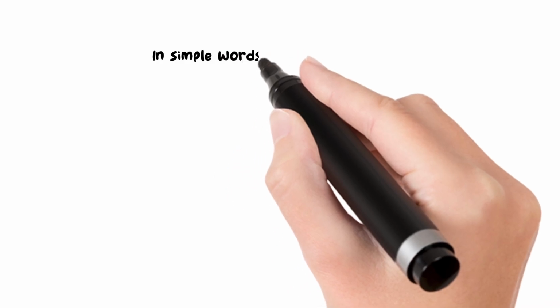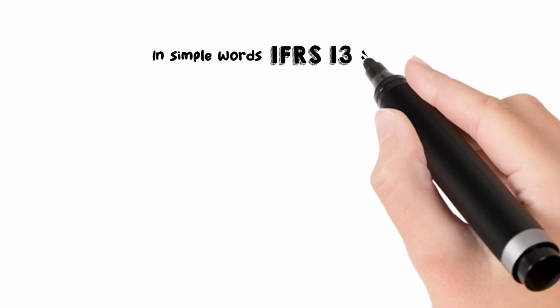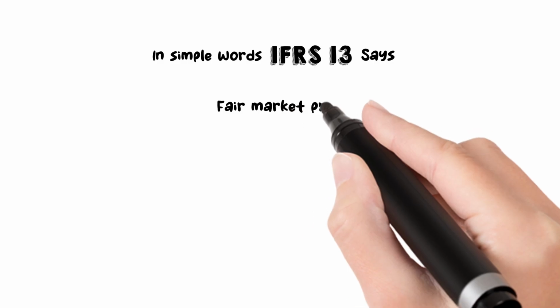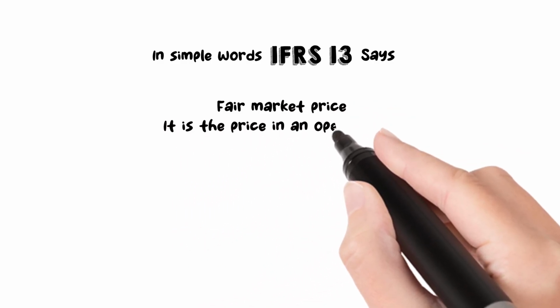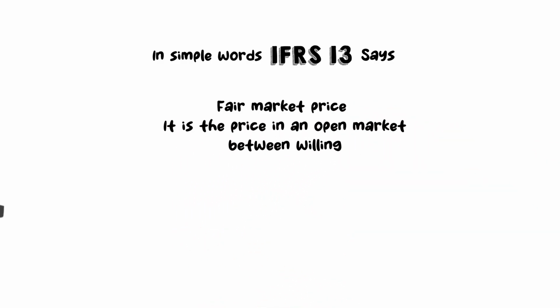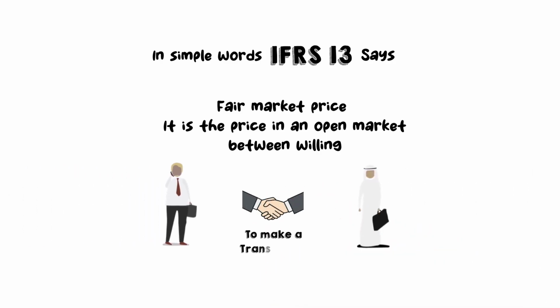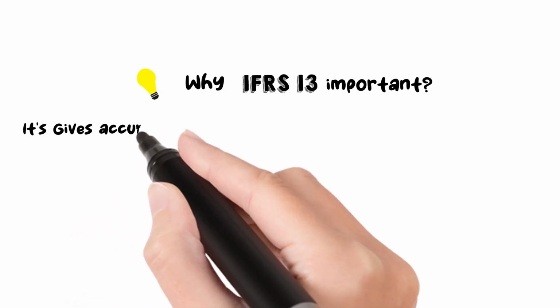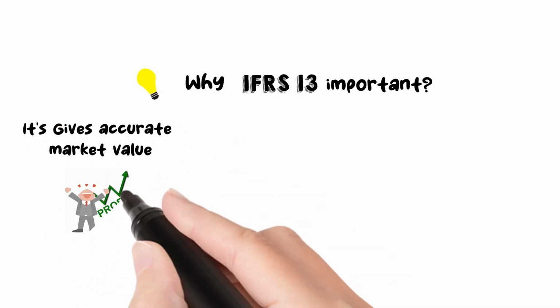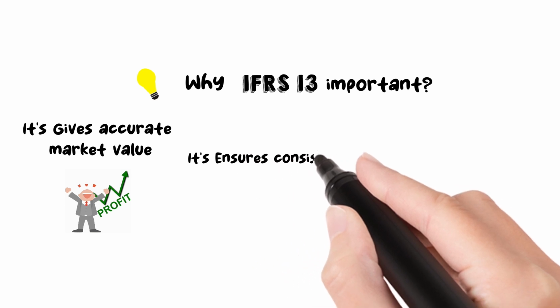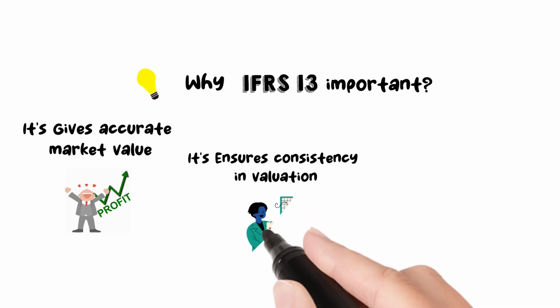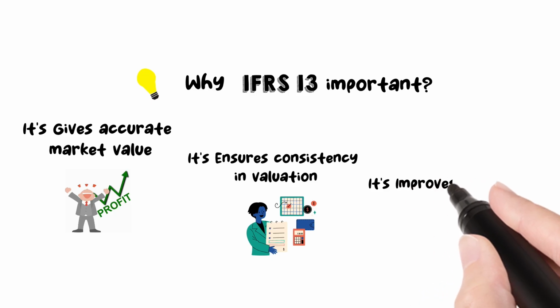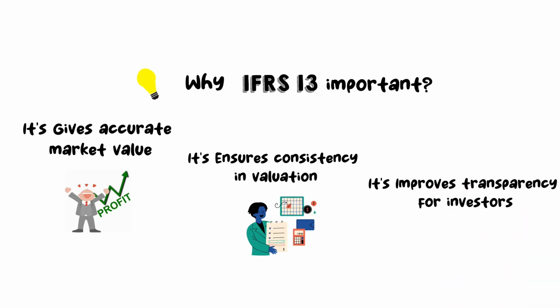In simple words, IFRS 13 says, fair market price is the price in an open market between willing buyers and sellers who agree to make a transaction. Why is IFRS 13 important? It gives accurate market value to the entity. It ensures consistency in valuation and reporting. It improves transparency for investors.